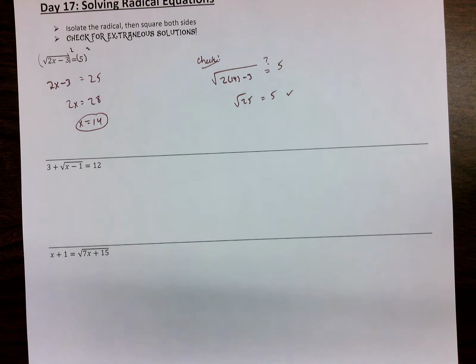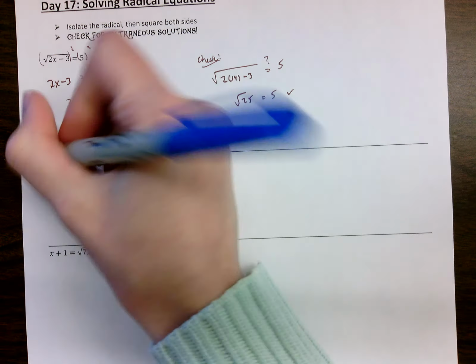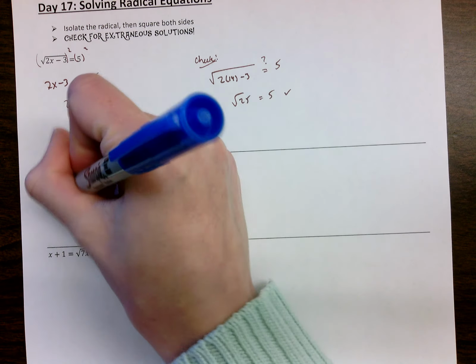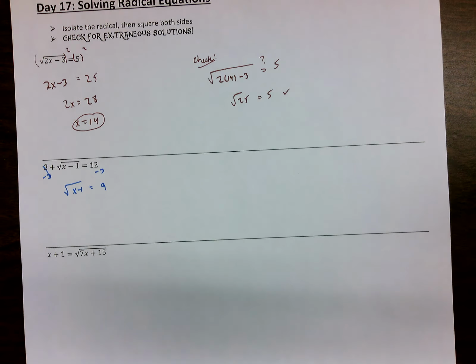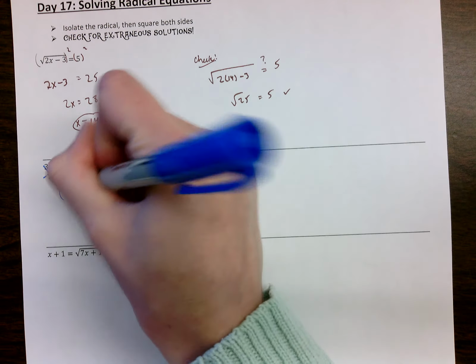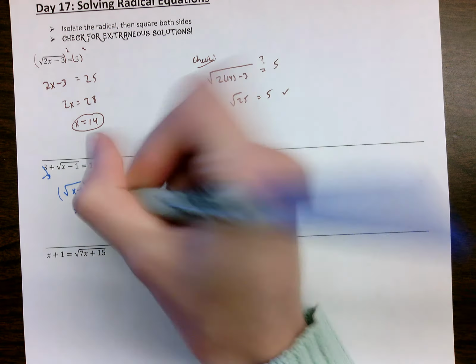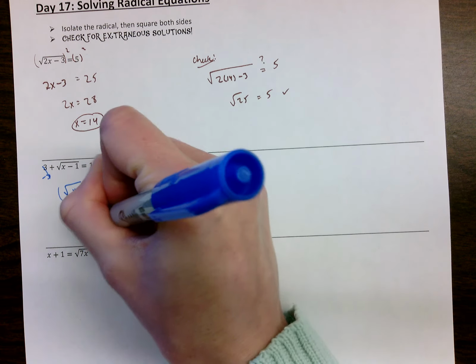For this one, the first thing we have to do is isolate the radical. We need the only thing on this side of the equation to be the radical. So I'm going to subtract this 3 from both sides to get rid of it. Then I have the square root of x minus 1 equals 9. Now my radical is isolated, so I'll square both sides. That leaves me with x minus 1 equals 81, so x equals 82.